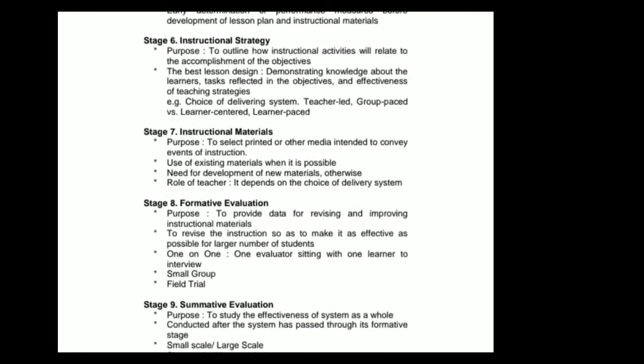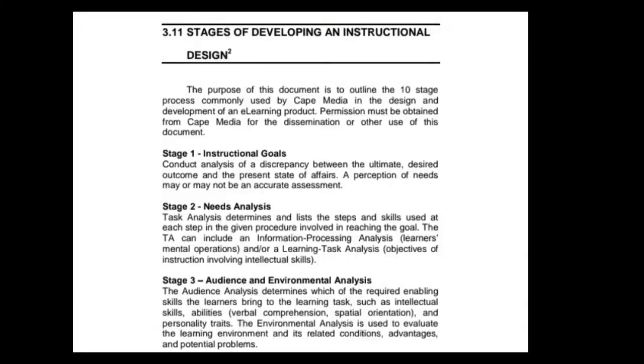Stage 6: instructional strategy, to outline how instructional activities are related to accomplishment of the objectives. Stage 7: instructional material, to select printed or other media intended to convey the events of instruction. Stage 8: formative evaluation, to provide data for revising and improving instructional material. Stage 9: summative evaluation, to study the effectiveness of the system as a whole, conducted after the system has passed through its formative stage. Stages of developing an instructional design. The purpose of this document is to outline a 10 stage process commonly used by CAP Media in the design and development of e-learning products.